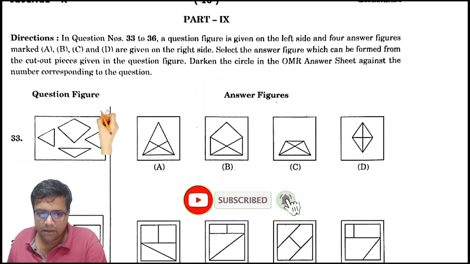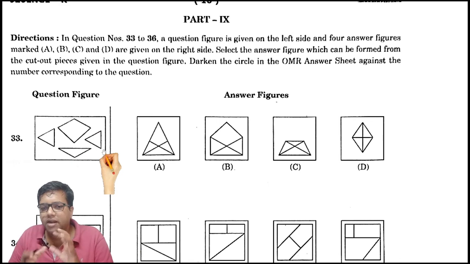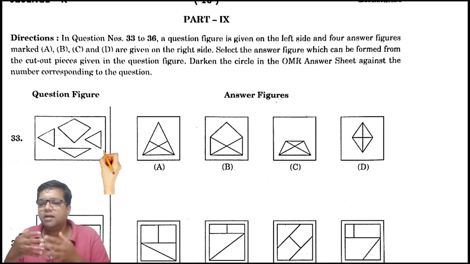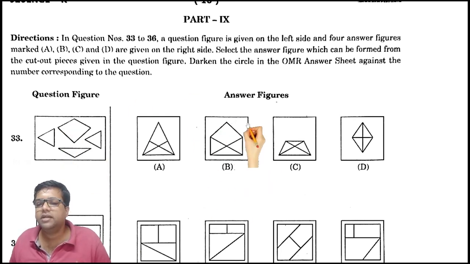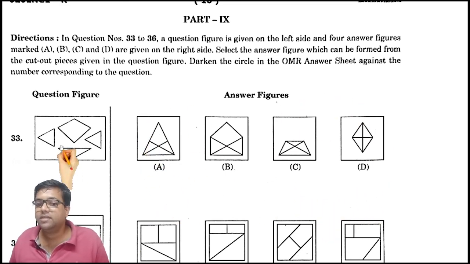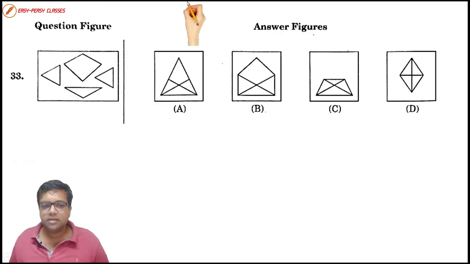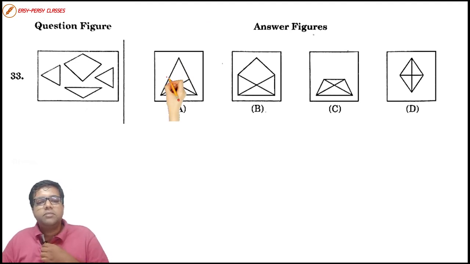See, basically they have given some kind of geometrical figures over here. Some way they have made a collage out of it. They have arranged those geometrical figures like a puzzle to create another figure over here. You will have to find out which among these figures is made out of exactly the question figure. Okay, very easy one. Let us go through this question number 33.